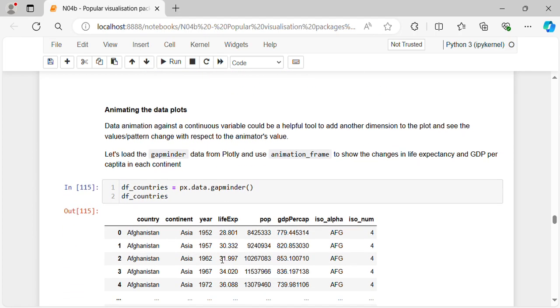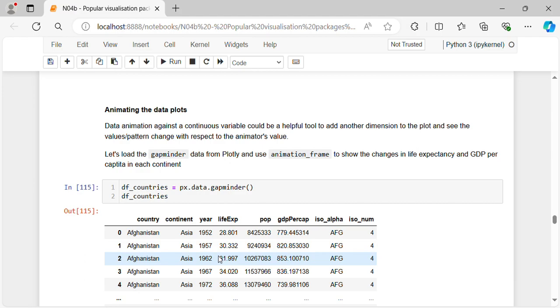Now we look at animating the data plots. Data animation against a continuous variable could be a helpful tool to add another dimension to the plot and see the values or pattern change with respect to the animator's value. Let's load the gapminder data from Plotly and use animation frame to show the changes in life expectancy and GDP per capita in each continent.